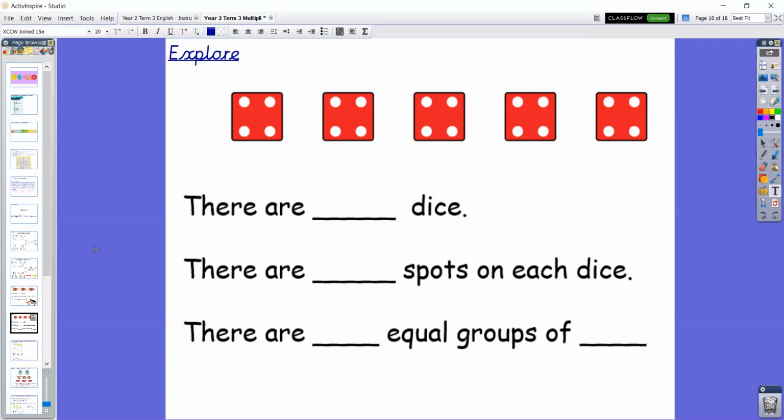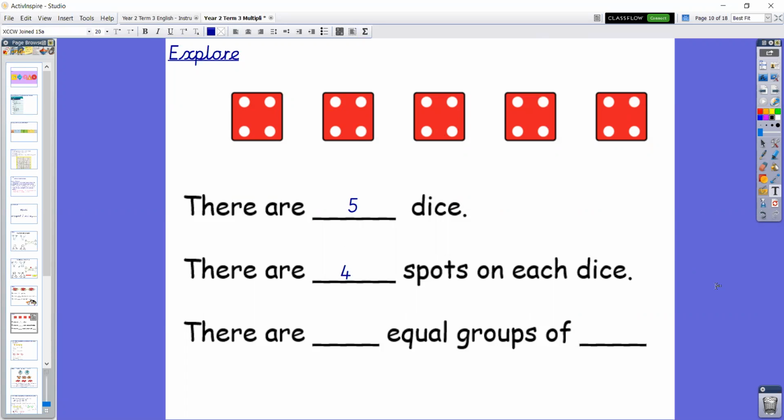Okay, moving on, what can you see in the picture now? Brilliant, dice. So I'd like you to pause the video with the person at home and see if you can explore this picture and describe what you can see using the STEM sentences provided. Well done. So there are 1, 2, 3, 4, 5 dice. There are 5 dice. And how many spots are on each dice? Well done. There are 4 spots on each dice.